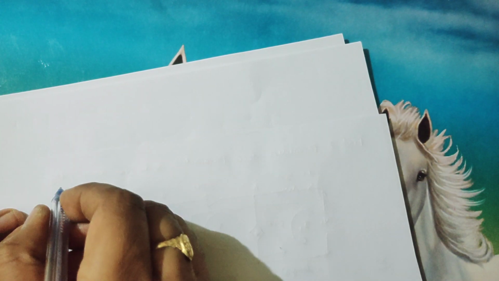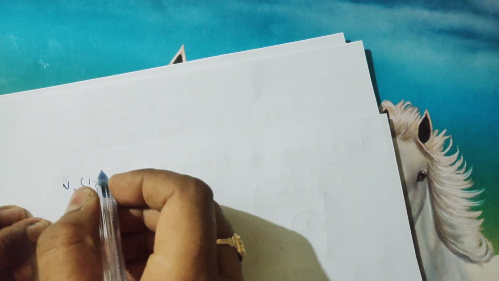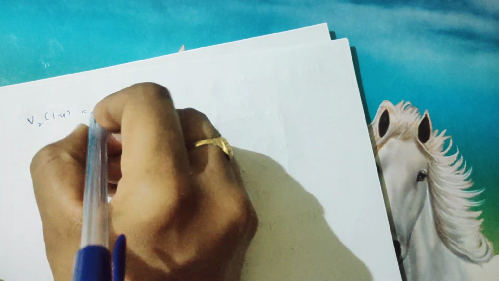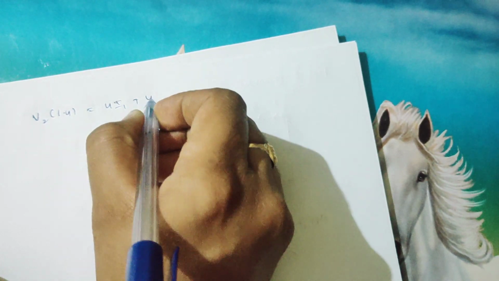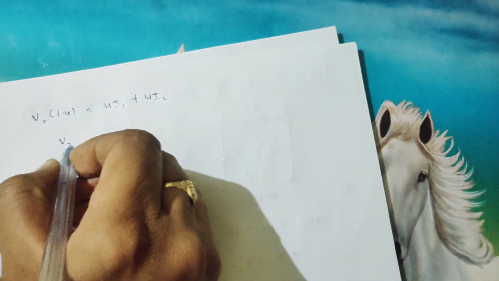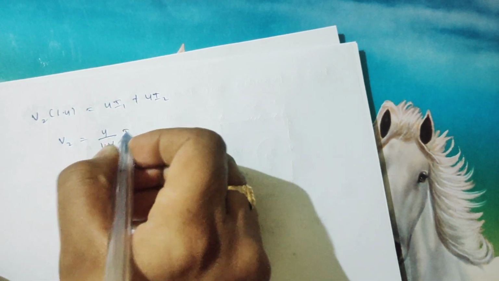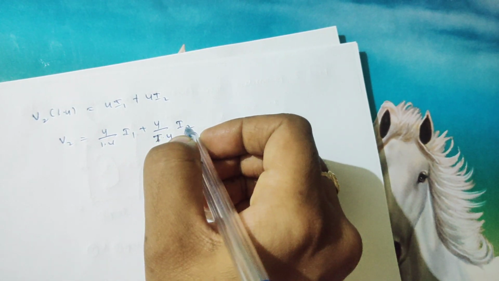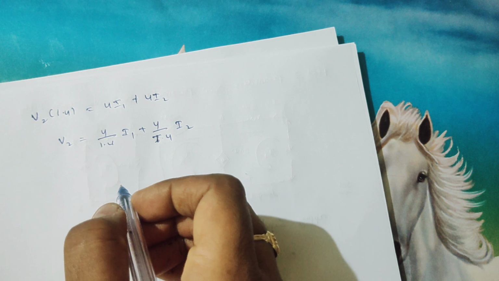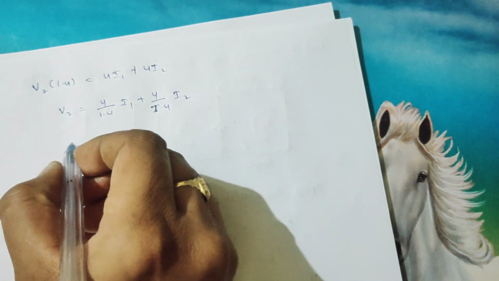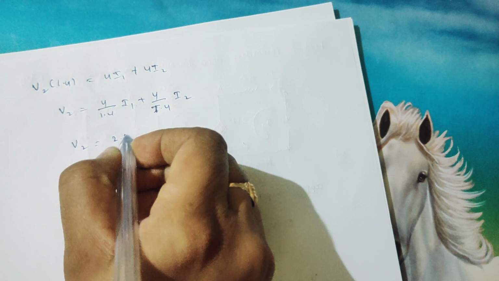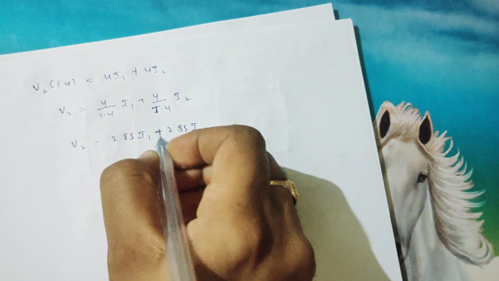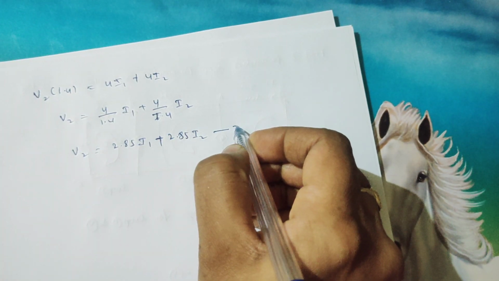Now write down that V2 of 1.4 is equal to 4I1 plus 4I2. So therefore V2 is equal to 4 by 1.4 of I1 plus 4 by 1.4 of I2. So the 4 by 1.4 value becomes 2.85 I1 plus 2.85 I2. Make it as equation number 3.